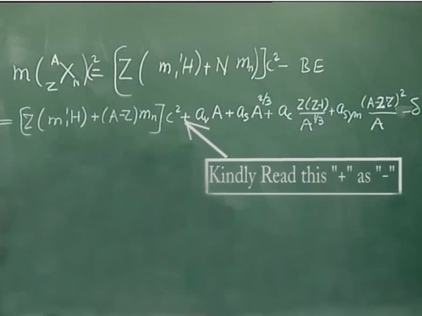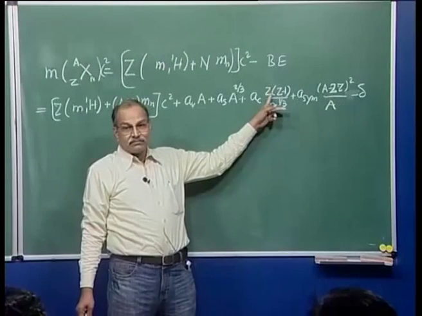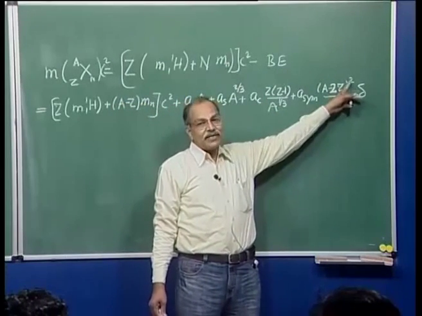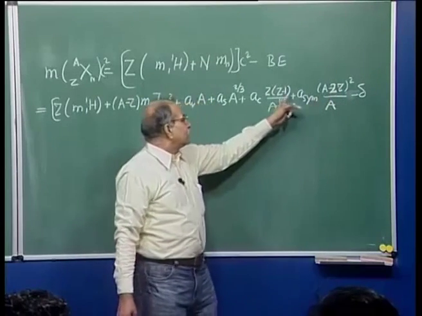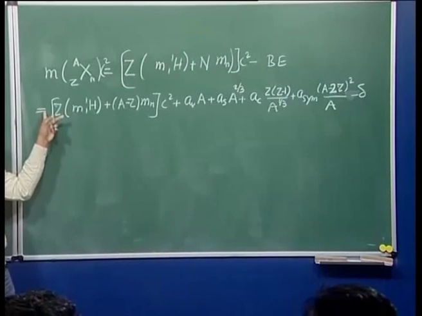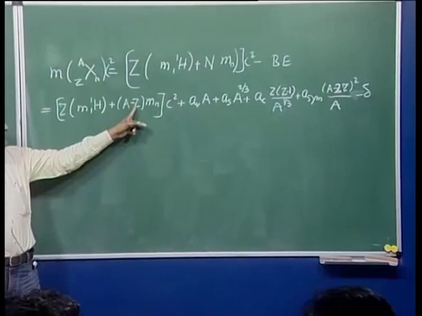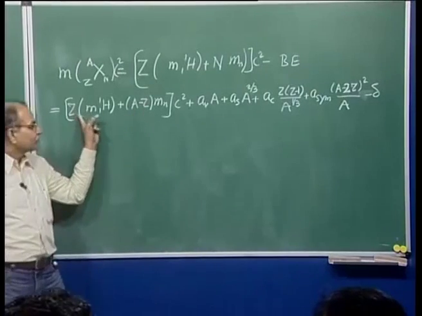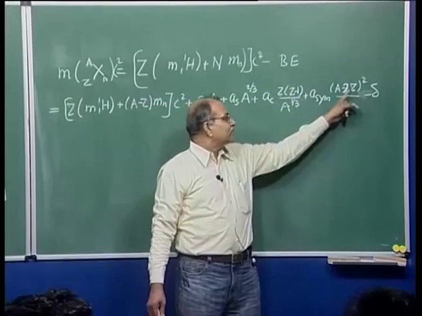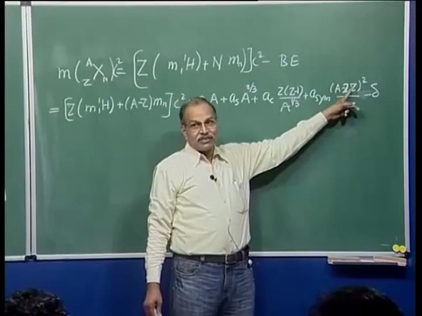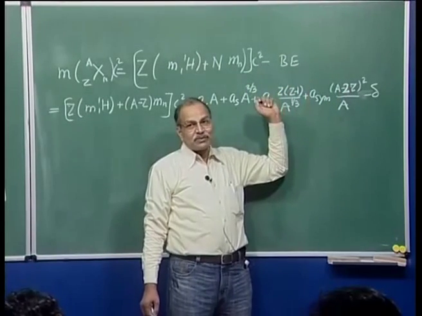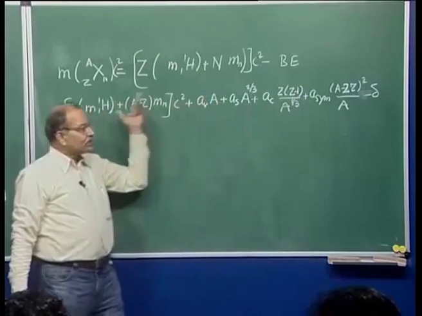So, you have a Z square term here and you have a Z square term here. When you write (A minus 2Z) whole square, you will have a Z square here. So that is the highest power in Z. Then you have terms proportional to Z, that is here, that is here, and that will come from here, minus 2AZ. So you will have terms proportional to Z square, terms proportional to Z, and all other terms are free of Z.